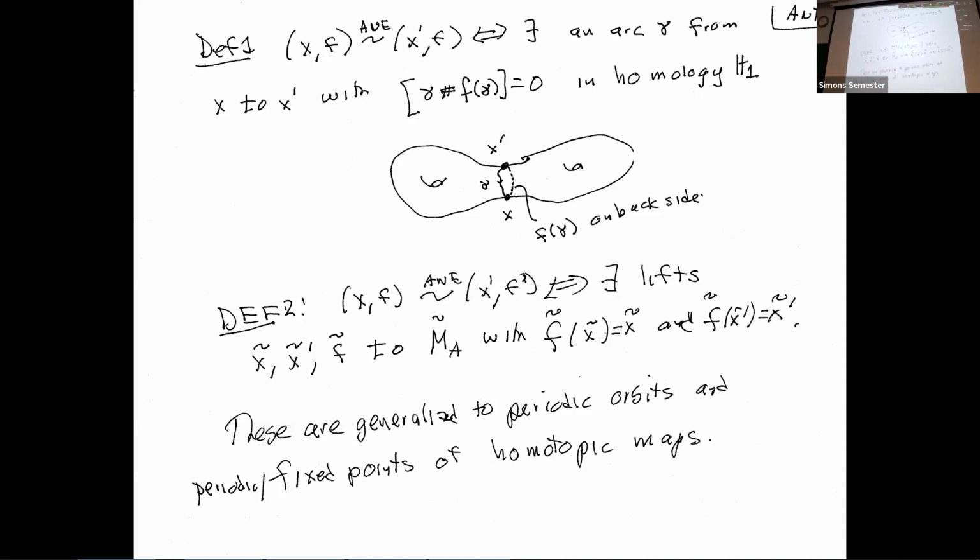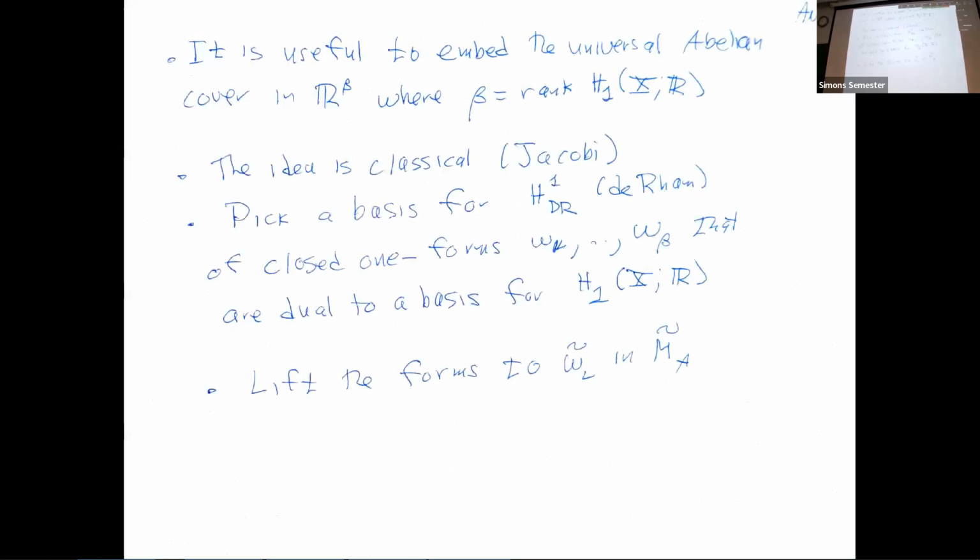All right, so we can also use the universal abelian cover, the same way we used it for Nielsen equivalence. So things are abelian Nielsen equivalent if and only if their lifts to the universal abelian cover are such that you fix the 2 points. All right, so kind of obvious definition, the usual Nielsen theory definitions. And these are generalized to periodic orbits and homotopic maps in the obvious way. So this takes the Nielsen theory and just abelianizes it in a fairly straightforward fashion.